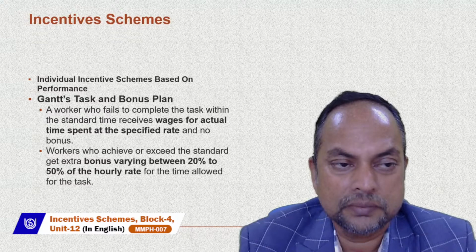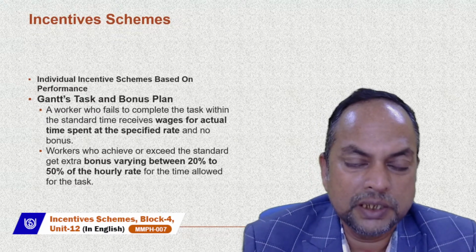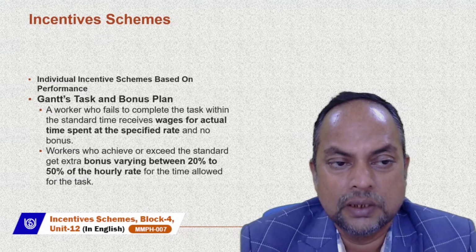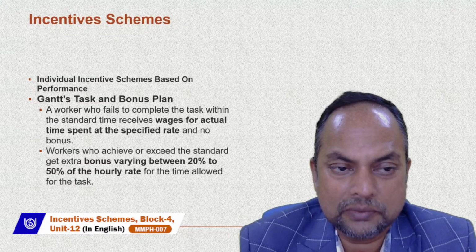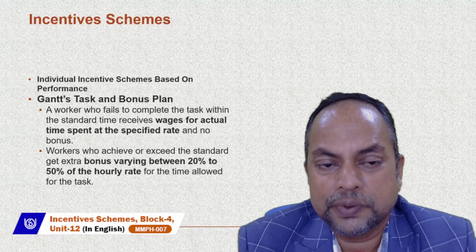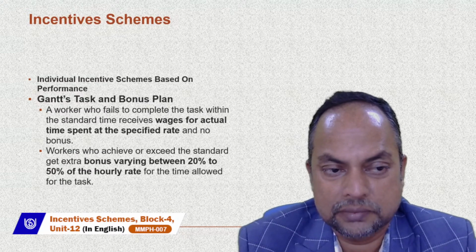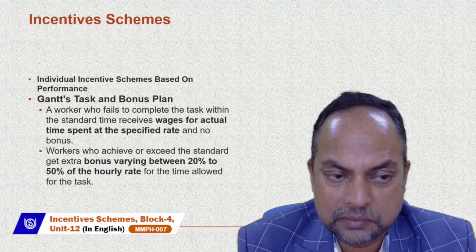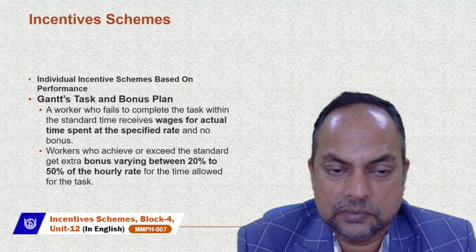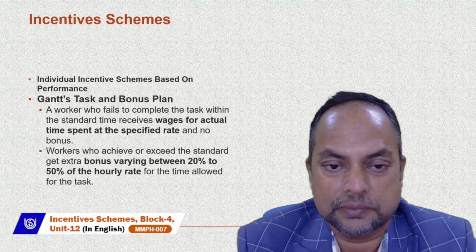And we do have individual incentive schemes in a different way, where Gantt's task and bonus plan says that if the worker fails completely to do the task within the standard time, right? So he receives the payment as per the specified rate, piece rate systems.